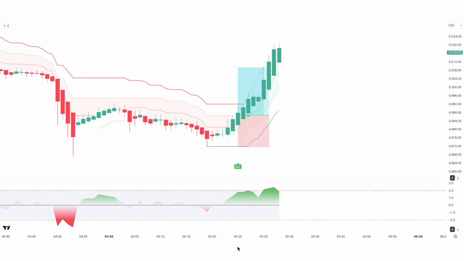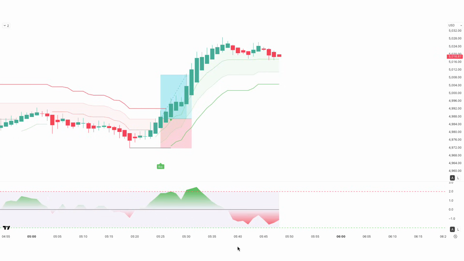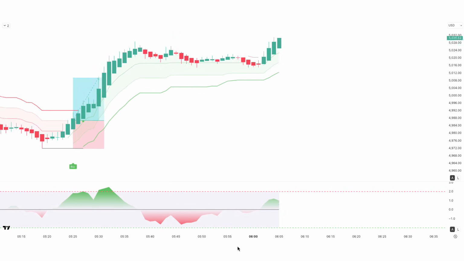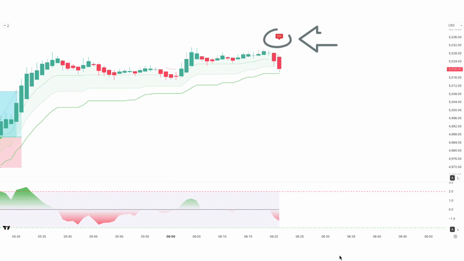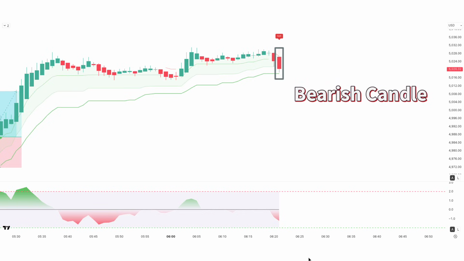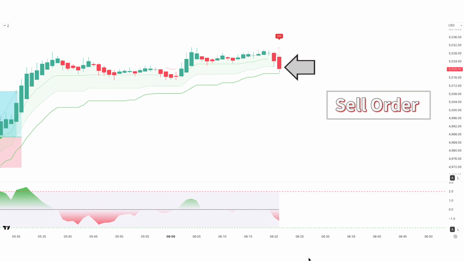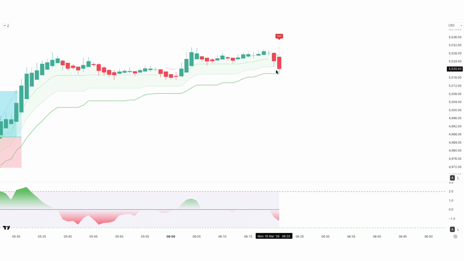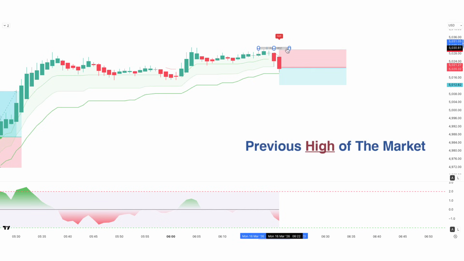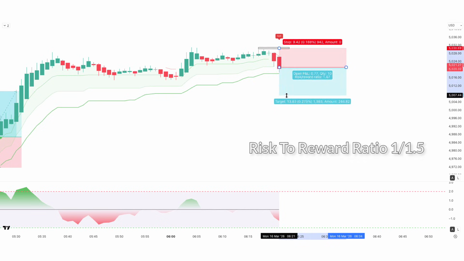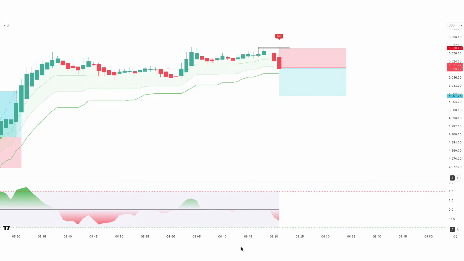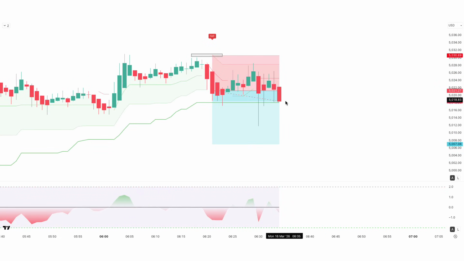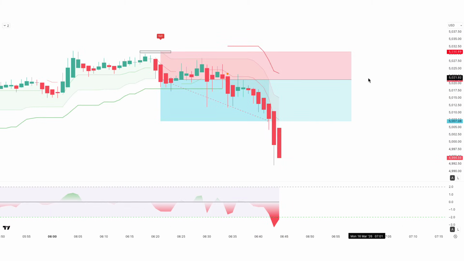Let us now understand the short position. When the Super Trend DESTA arrow of this indicator is a sell signal, when the Awesome Oscillator is in the red area, and when the market forms a bearish candle, if this condition is fulfilled, then we will place a sell order. Our stop loss is to be placed at the previous high of the market, and the risk to reward ratio will be 1:1.5. The market has completely hit the target.